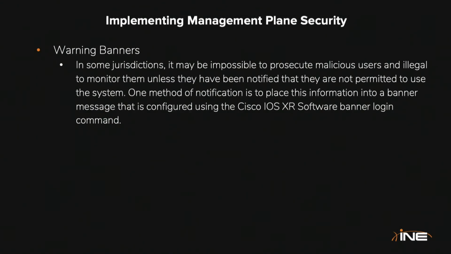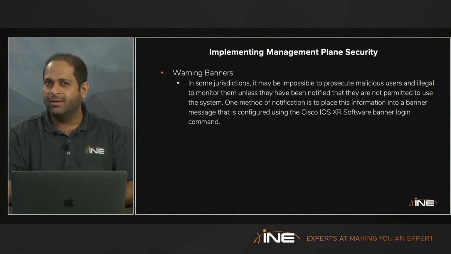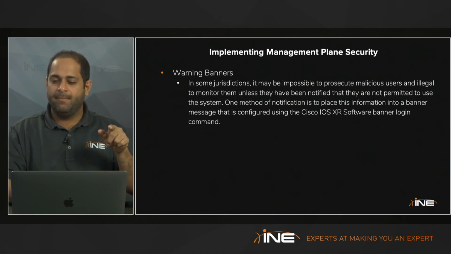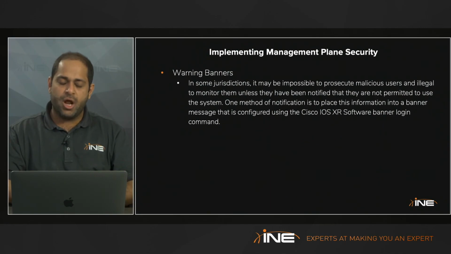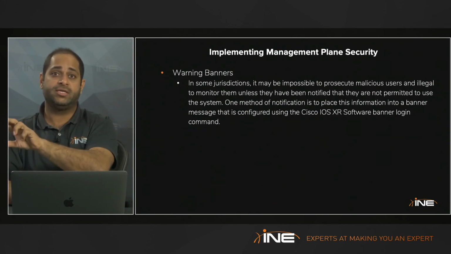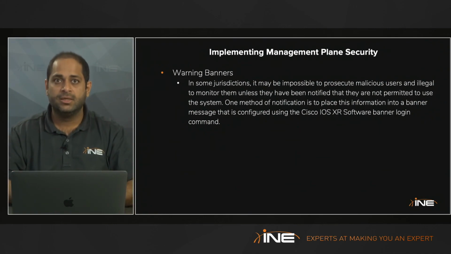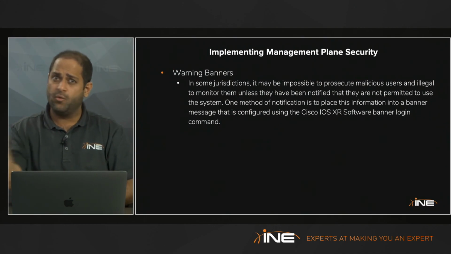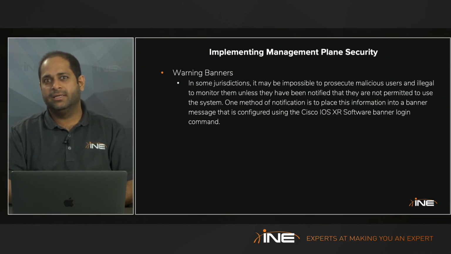The next way, maybe not the last but not the least, would be warning banners. Now you may think, why do I need a warning banner on a router? It's not going to protect me, right? But a lot of times in many different states or countries, you cannot prosecute an attacker if the attacker was not given a warning sign saying, hey, you are not authorized to enter this network or connect to this router. If you are connecting, disconnect now. So if there's no warning banner, you may not be able to prosecute that attacker.